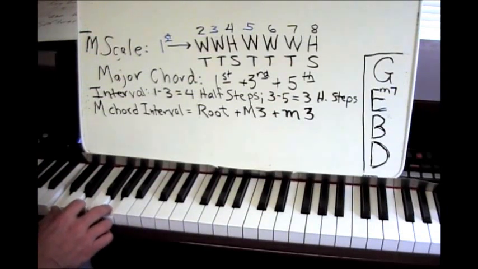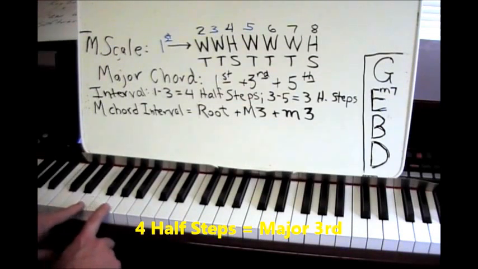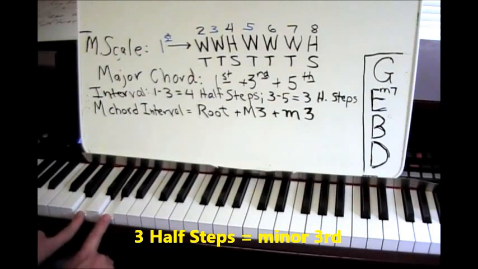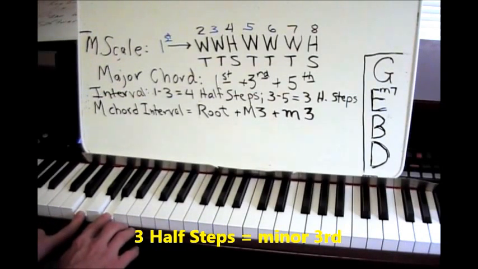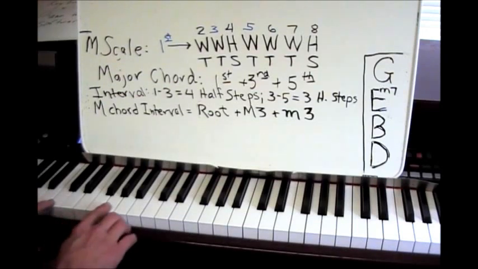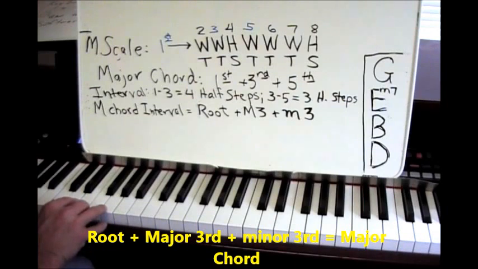And there's a name for those intervals. The first one, where there's 4 half steps, is a major third. And the second one, where there's only 3 half steps, is a minor third. And if you stack those two together, you get a major chord. And this is true in any key.